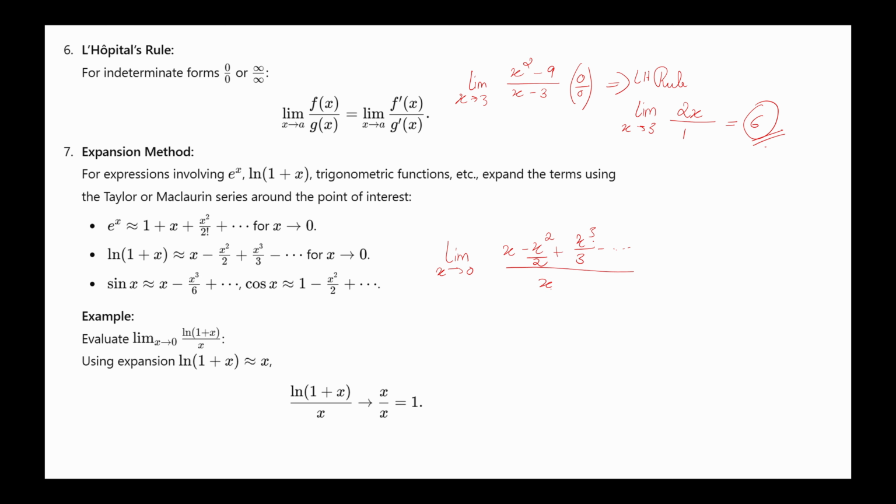So what I can do is take x common from the above expression. If I take x common, what am I left with? Limit x tending to 0, 1 - x/2 + x²/3 - ..., and this goes on, divided by x. x and x get cancelled out. And if I substitute the value of x as 0 now, all the terms which have x in them turn out to be 0, and I am left with only 1. So 1 becomes my answer.